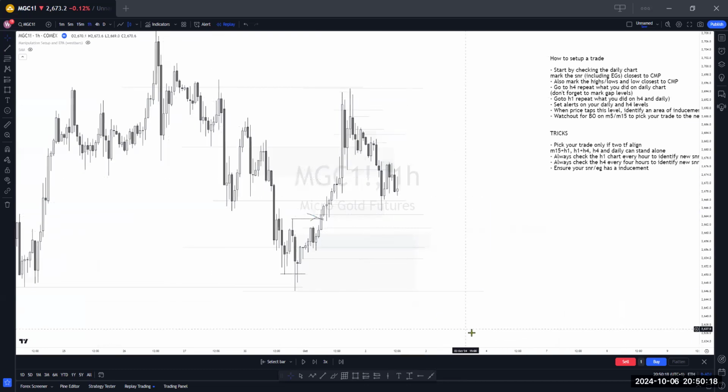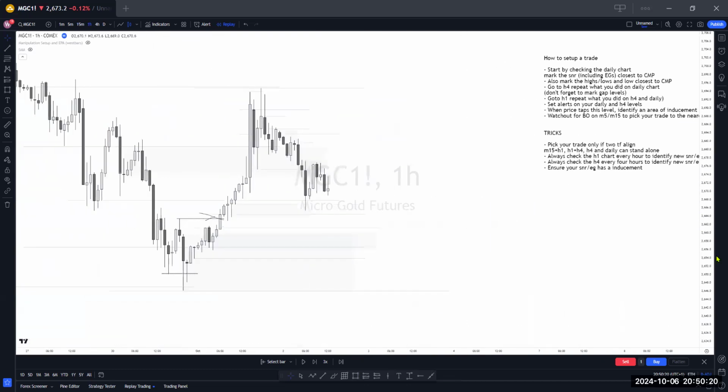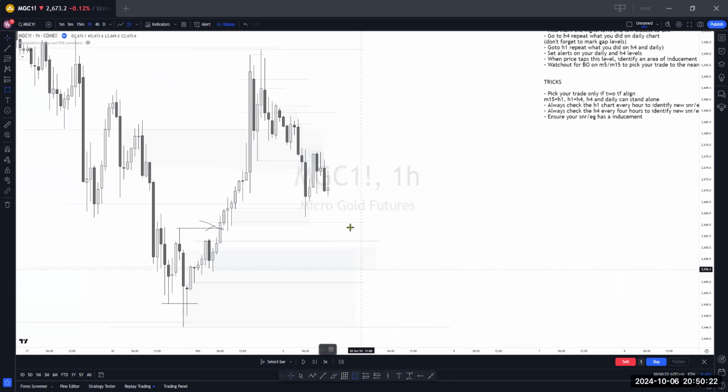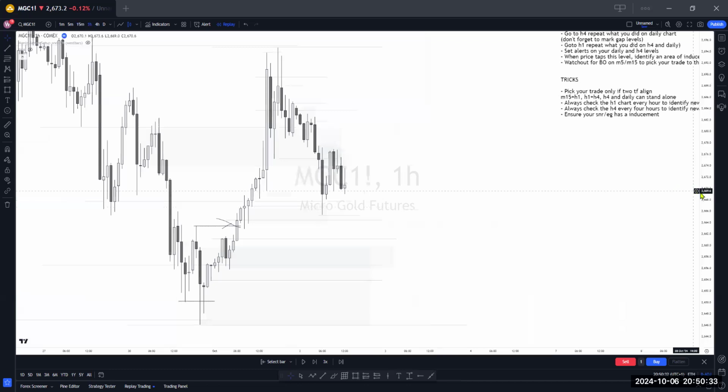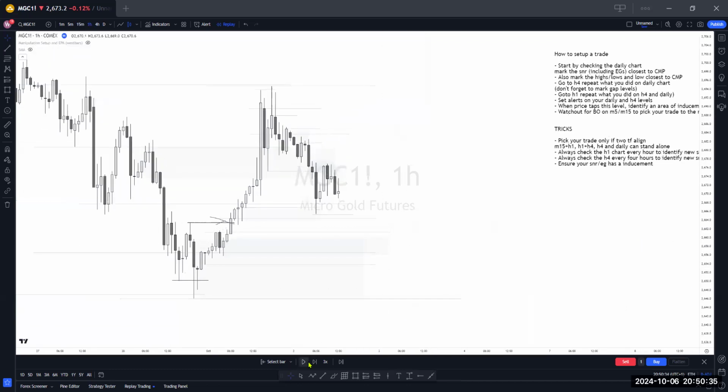Oh, nice. You see, if I had not come back to check H1 right now, I wouldn't have known that this actually gave H1 engulfing. So you see, again, this gives me another reason to enter this trade here, and my first convenient target will be this low. All right, so never forget that you need to check the H1 chart every 1 hour.